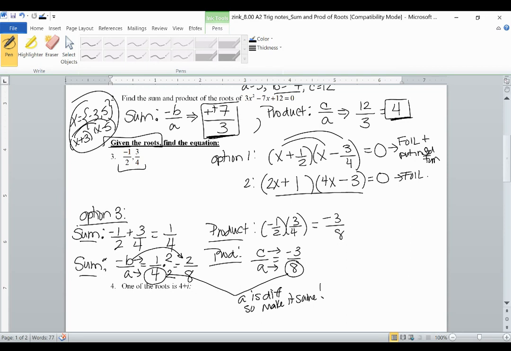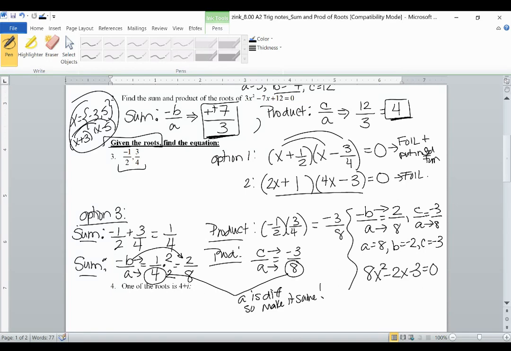So now I can say -b is equal to 2. Let me write this again over here. So -b over a is now equal to 2/8. And c over a is -3/8. So a's are the same, so a must be 8. -b is equal to 2, so b is equal to -2. Just divide both sides by -1, and c equals -3. And now you just write the equation. So ax squared, so 8x squared minus 2x minus 3 equals 0.